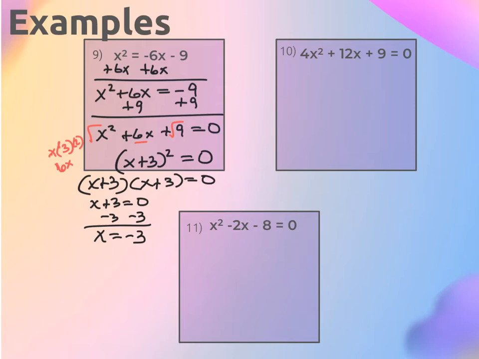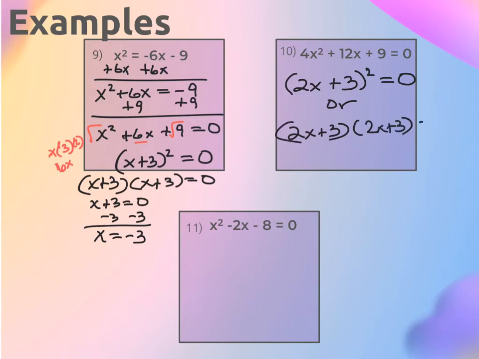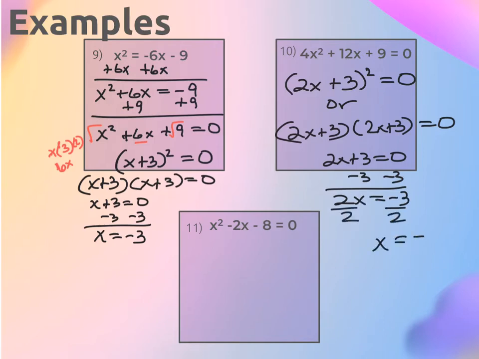Again, I could do the check. Square root the 4x squared, get 2x, square root the 9. And then if I multiply them and double it, it does give me 12x. So this result is a binomial squared. Or again, if you'd rather write it as 2x plus 3 and 2x plus 3. Again, you're only having to solve one of them for x because the solution is the same. Divide by 2, and the one solution is x equals negative 3/2.